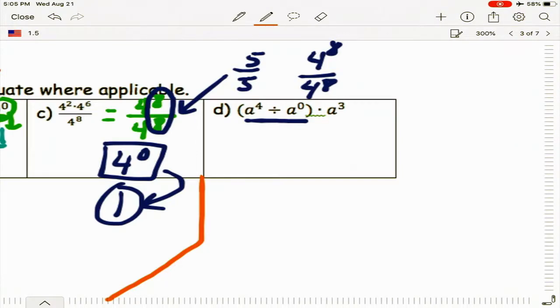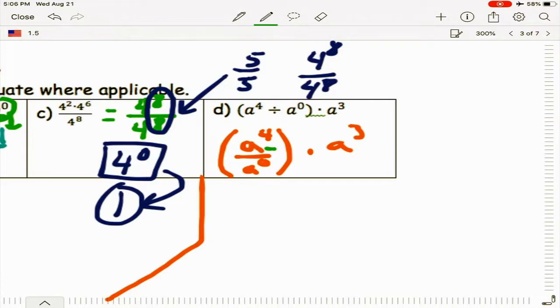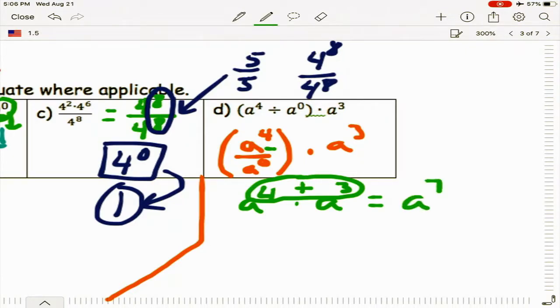So this one's going to be kind of weird though. It's going to be a to the 4th over a to the 0 in parentheses, and then times a to the 3rd. So here you're dividing the same bases, so technically I subtract, and it becomes 4 minus 0, which is just 4. So it's a to the 4th times a to the 3rd, and then here I can add, because I'm multiplying the same bases, and it'll be a to the 7th. And there's your answer. You're done.